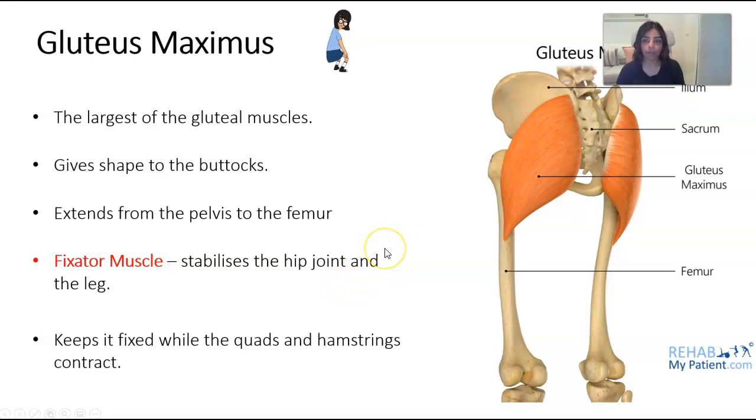Now, finally, the really big group of muscles that you have in the lower body are the gluteus maximus muscles. So these are really large muscles that power a lot of your movement and keep your back in position. So it's the largest of all the gluteal muscles, the gluteus maximus. It gives shape to the buttocks, and it also extends from the pelvis, as you can see, and attaches onto the femur. It is a really important fixator muscle, and it helps to stabilize your hips and your legs, and it allows your quadriceps and your hamstrings to work smoothly.